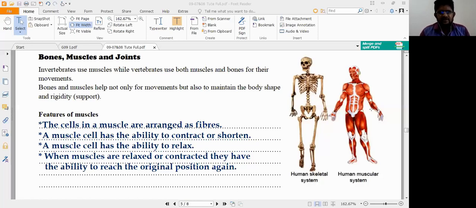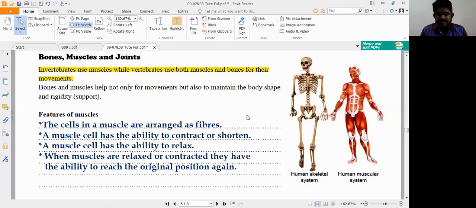You see, invertebrates use muscles while vertebrates use both muscles and bones for their movement. That means, the organisms we take are vertebrates and invertebrates. Vertebrates have a vertebral column. Invertebrates don't have a vertebral column, no backbone. Okay. And these invertebrates use their muscles for their locomotion.